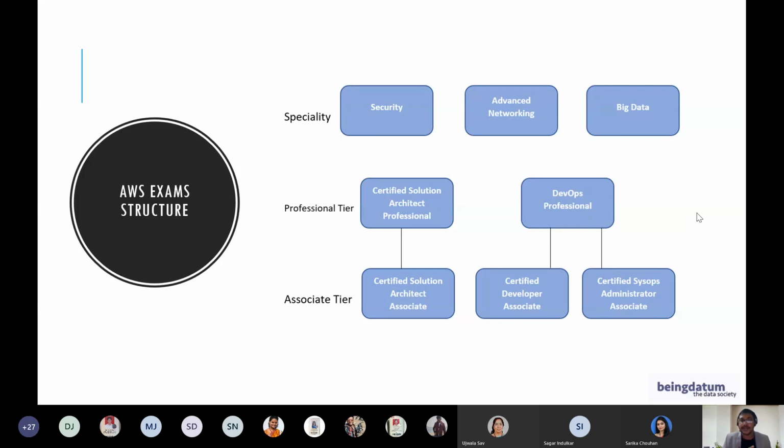Then they have some certifications related to DevOps. DevOps is another emerging culture in the IT industry, which is being followed everywhere. So they have a certification for DevOps, which is completely a different topic and a different thing. They have some specialized certifications with respect to security, networking, big data, and also IoT and these things. And after cloud, they have the certification for the sysops admin, known as Certified SysOps Administrator Associate.